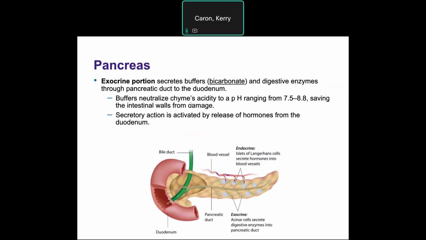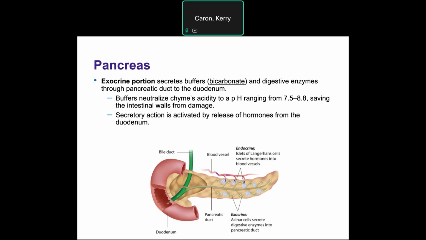Okay, so how does it function as exocrine? Exocrine meaning it secretes something through ducts. It's going to secrete buffers, so bicarbonate, and digestive enzymes. Bicarbonate is going to be a buffer. It's going to neutralize acid and alkalinity. So from the pancreas, it's secreting through the pancreatic duct.